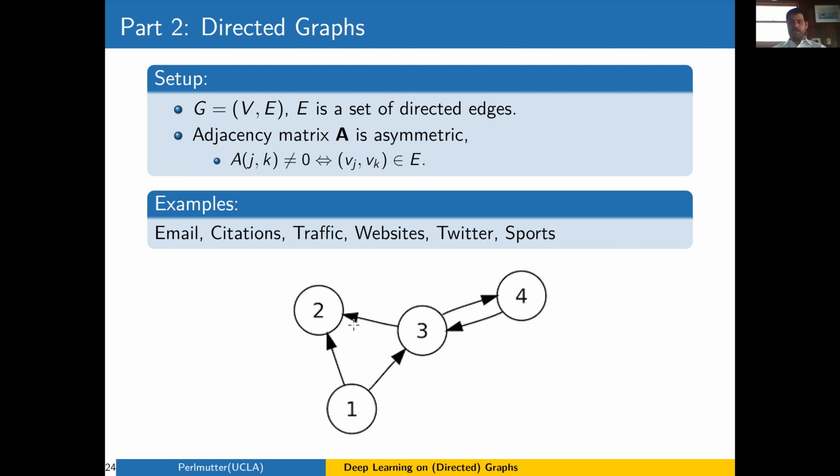Alternatively, there are one-way streets in the world, so directed graphs are a good model for traffic networks. Citations: just because I cite your paper does not mean that you're going to cite mine. Links between websites are not necessarily going to be bidirectional. And there's lots of other phenomena which are naturally modeled by directed graphs. So if we can extend neural networks to directed graphs, this greatly increases the number of applications for these networks.